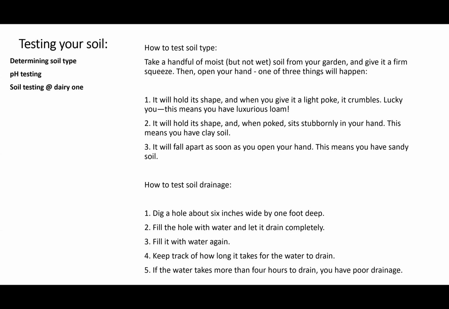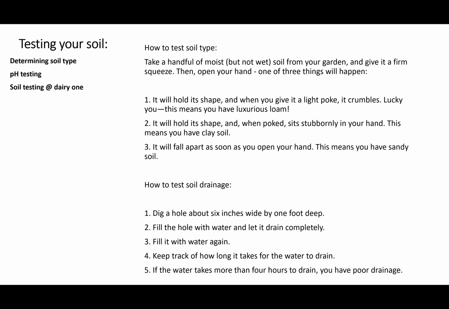If you squeeze it and it holds its shape and you poke it and it's still not falling apart, then you probably have a lot of clay elements in your soil. And if you squeeze it and let go and it falls apart immediately, then you have sandy soil. You can amend all of these things, but it's just good to know what you're working with.